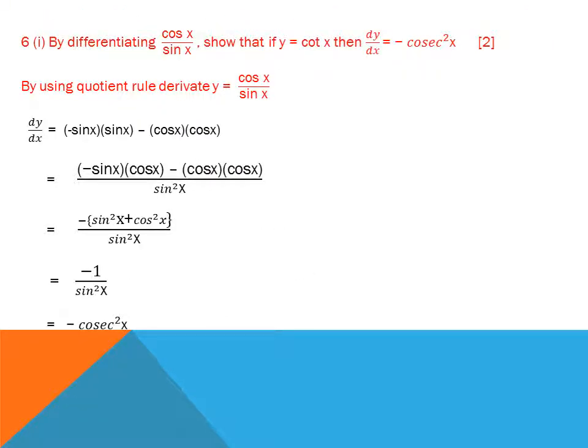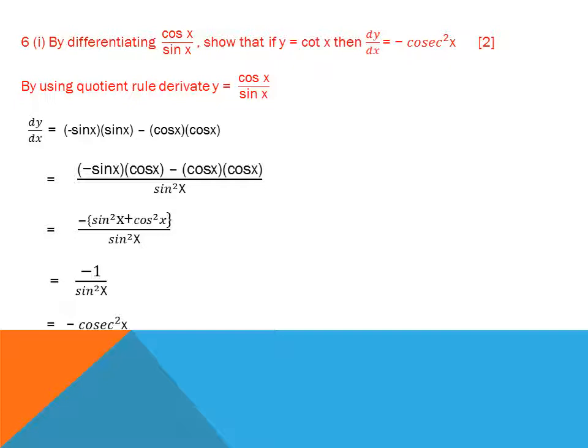In question number 6, by differentiating cos x over sin x, show that if y is equal to cot of x, then dy/dx is equal to minus cosec square x. Here I use the identity y is equal to cot x is equal to cos x over sin x. I use the quotient rule here.